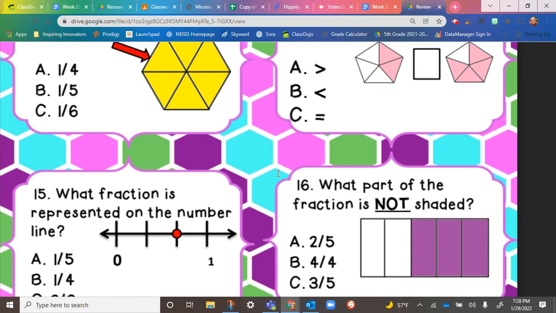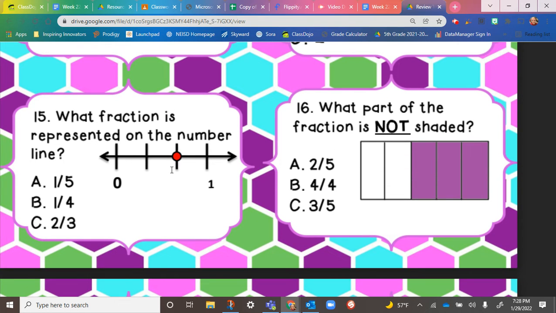Which fraction is represented on the number line? Again, I need to count my parts first. So 1, 2, 3. So I'm working with thirds, and this is 1, 2 parts out of the 3.